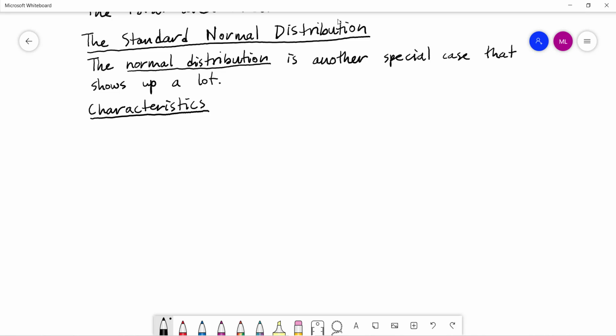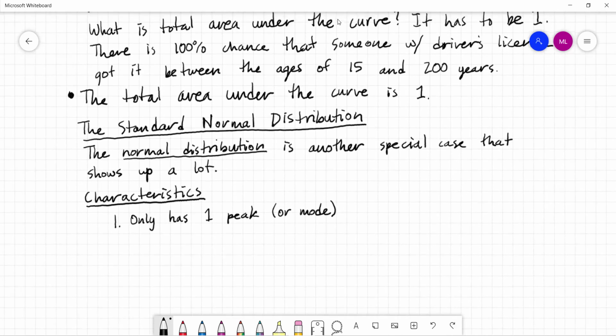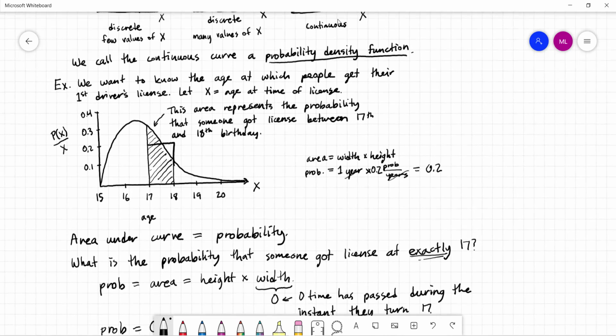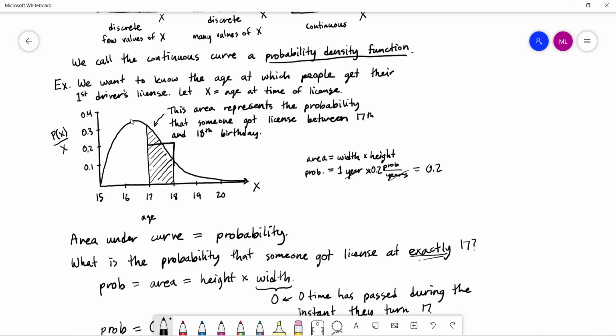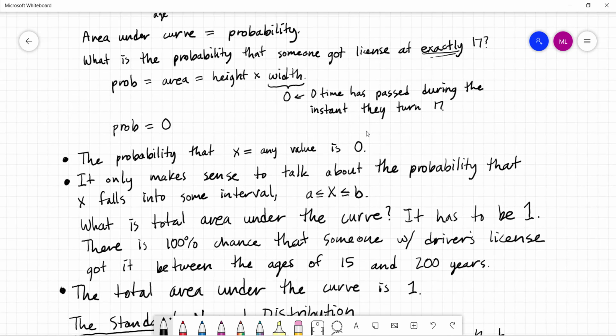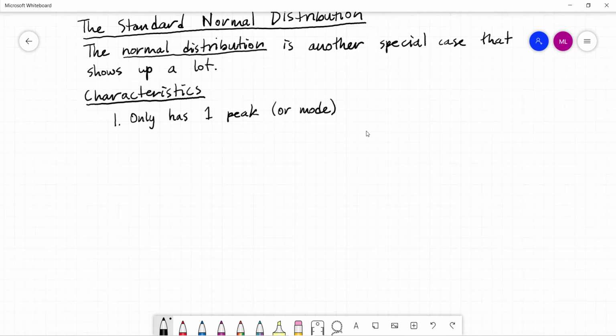The first characteristic is that it only has one peak. So if you look at the graph, there's only one peak, or mode. If you remember, the mode is sort of the highest point on our graph. So we have a curve that only has one peak. The curve that we just looked at only has one peak, right? Here is the peak of this graph. So far, that one's still potentially in the running for being a normal distribution.